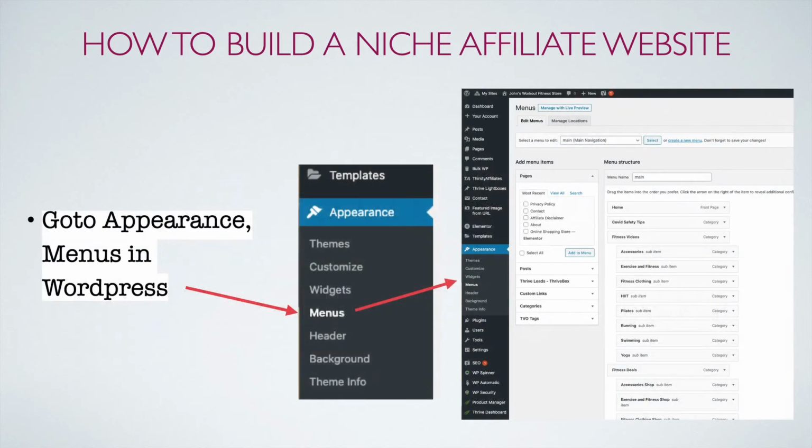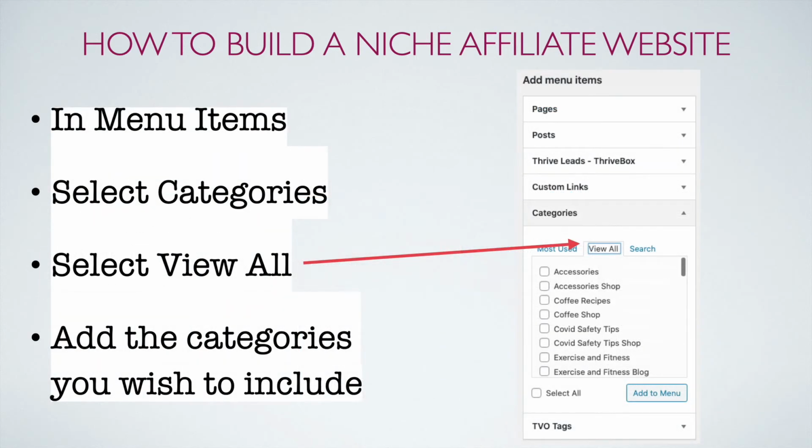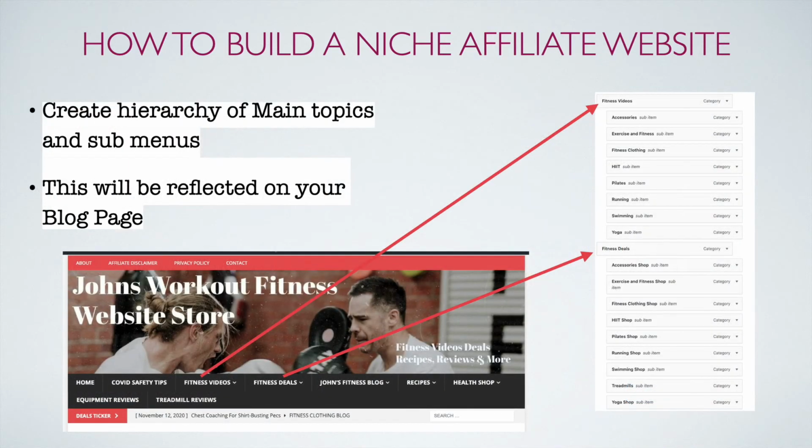So having done that, we now need to create the navigation system on your store, and this is easier than you might think. Go to Appearance, Menus in WordPress, and you'll see the menu options on the right. What you need to do to create a new one is very simple. In the menu items, select Categories, then select View All, and then simply add the categories that you want to include. Think about it as building a hierarchical structure.